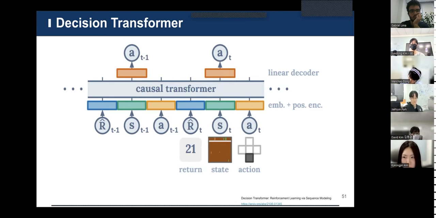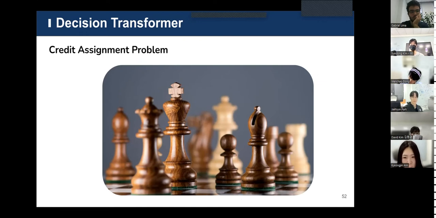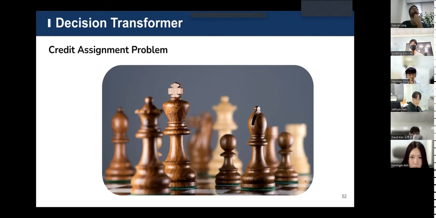But another more important reason that we want to use decision transformer is because of a problem in RL called the credit assignment problem. So this problem, you can think of it like this. Let's say that we're playing a game of chess. Let's say that we have an 80-move game, and somehow we lost the game. The question is, can you figure out the reason why you lost the game? As in, which moves did you make that were blunders? Do you know which moves that you made were mistakes? And do you know which moves that you made were actually good?